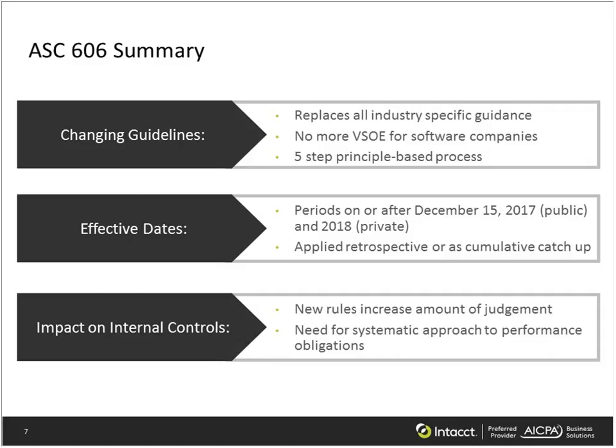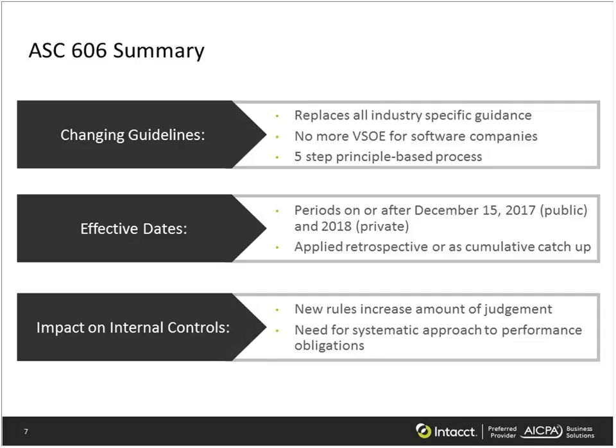The second key point to note are effective dates for reporting based on the new standard. If you are a private company, you'll need to report according to the new standard for periods after December 15th, 2018. If you're a public company, you're going to need to start doing that 1 year earlier. And we'll talk a little bit more in detail about the reporting and disclosure requirements a little later.